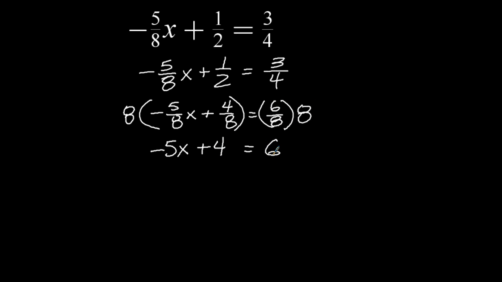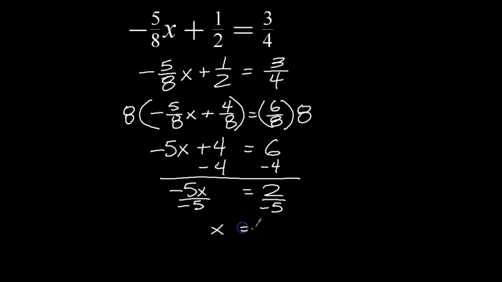And that's the whole idea here. That's what you're trying to do. Then from here, I'm going to add negative 4, and I'm left with negative 5x is equal to 2. Divide by negative 5, divide by negative 5, and I get x is equal to, right?